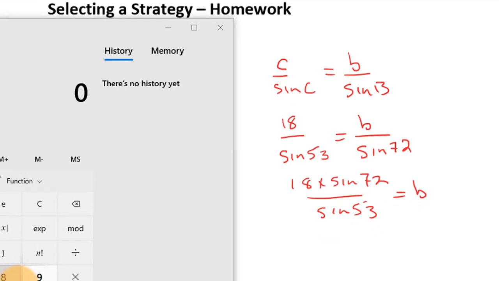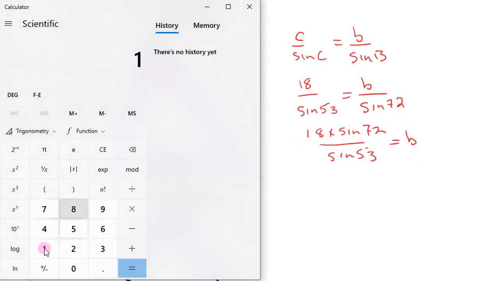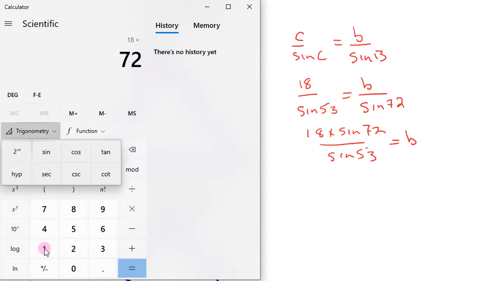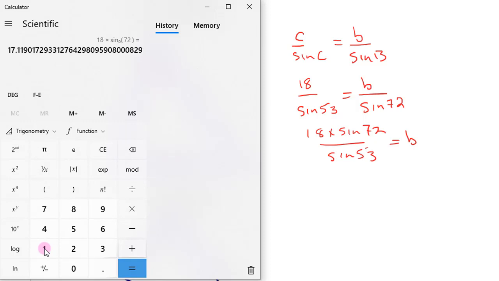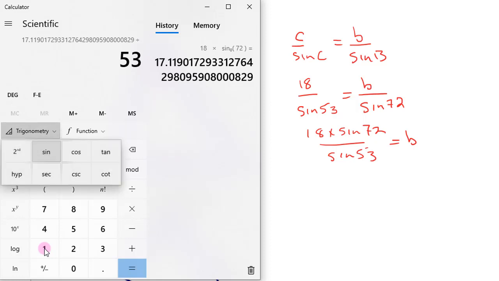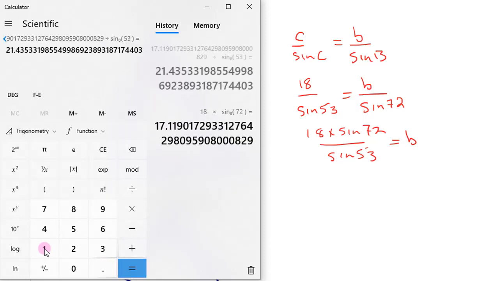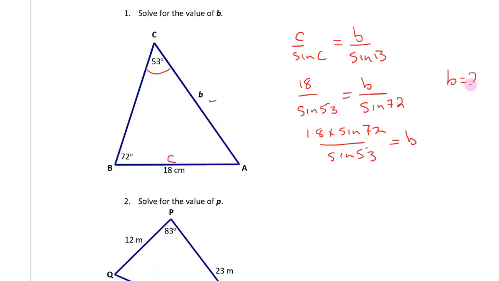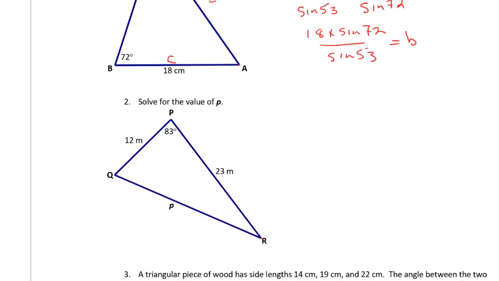and that's going to equal B. Punching this in on my calculator, I'm going to get 18 times sine 72 divided by the sine of 53. Entering 53 first, and then sine, hit equals, and that means that B is going to be 21.4. All right, let's take a look at the second question.